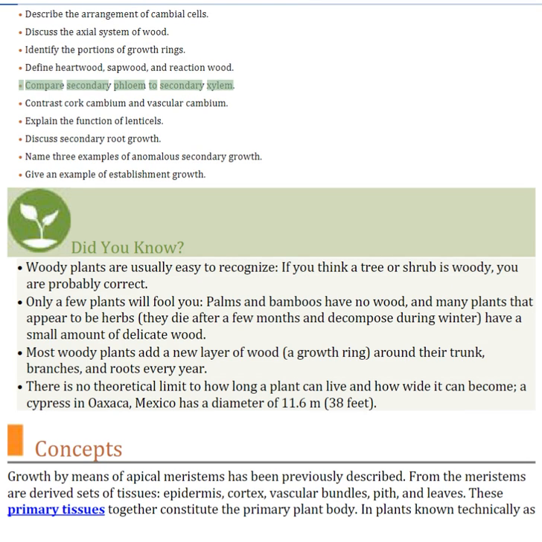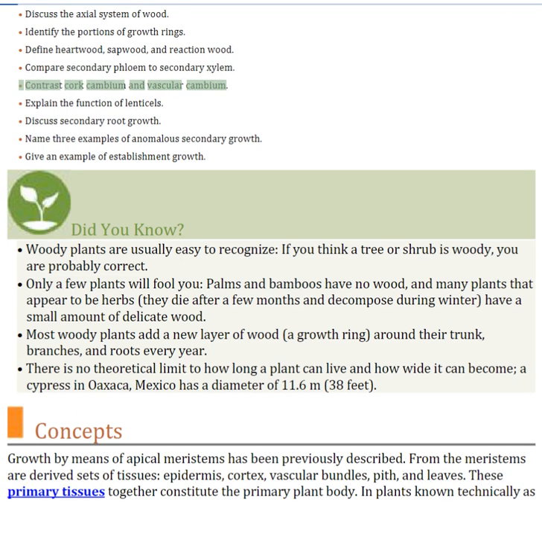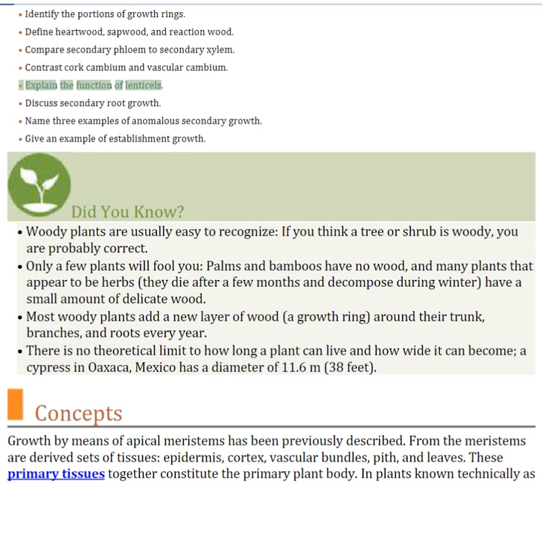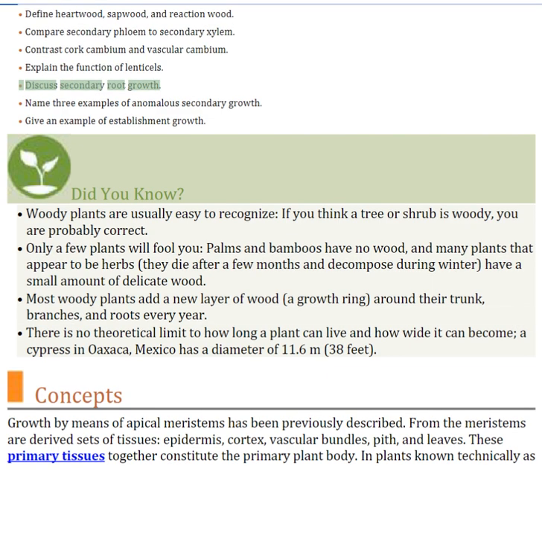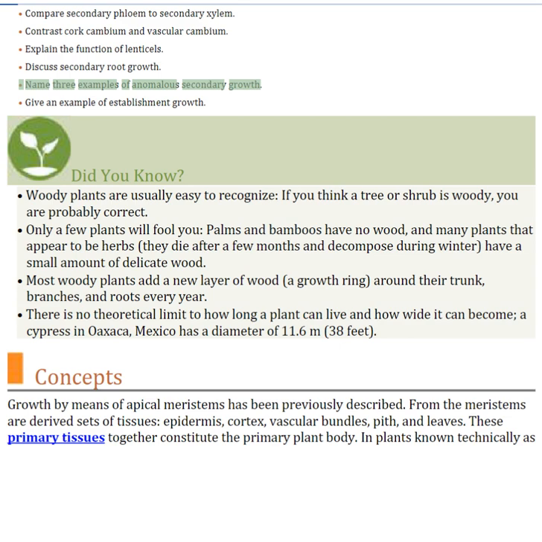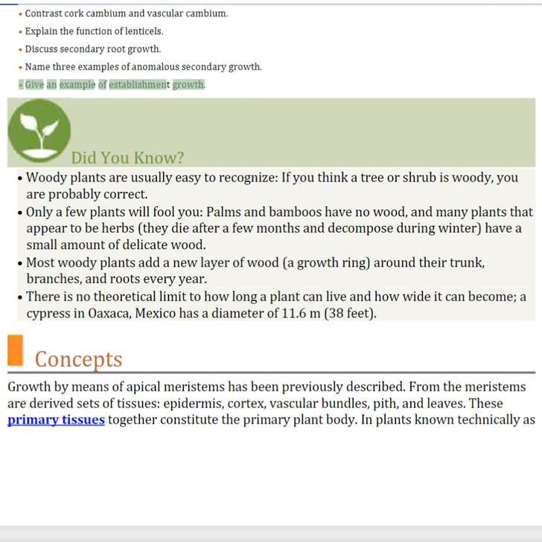Compare secondary phloem to secondary xylem. Contrast cork cambium and vascular cambium. Explain the function of lenticels. Discuss secondary root growth. Name 3 examples of anomalous secondary growth. Give an example of establishment growth.